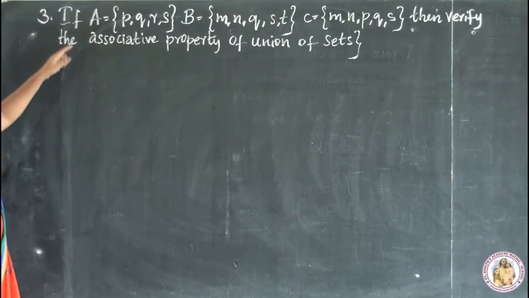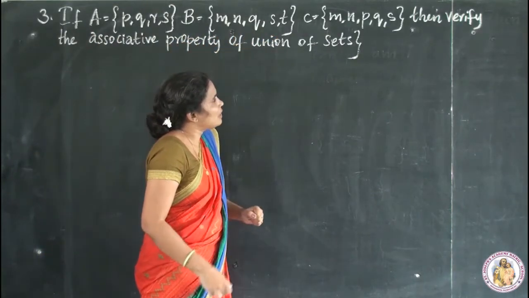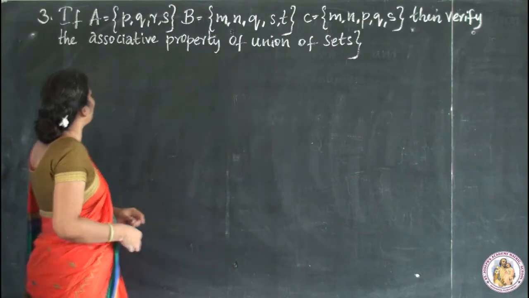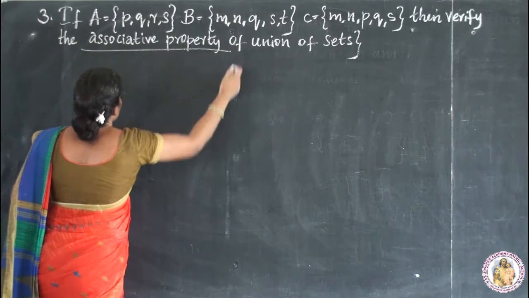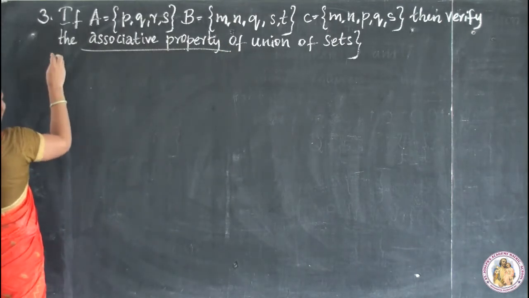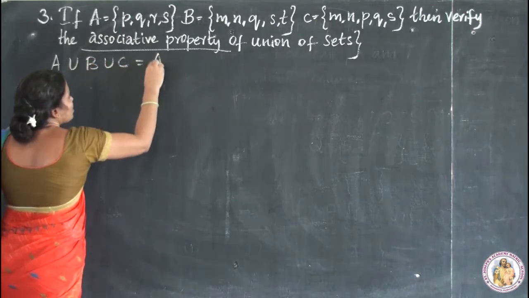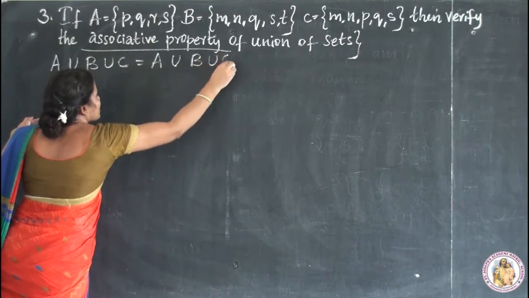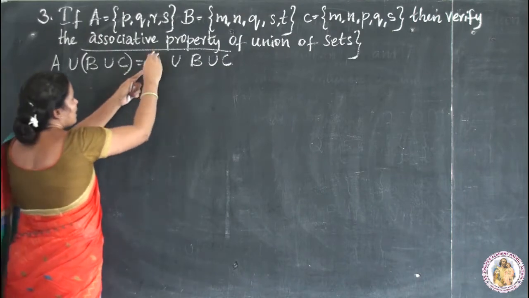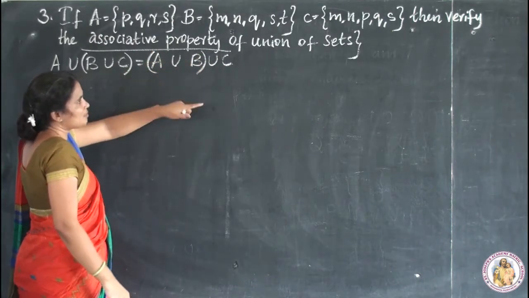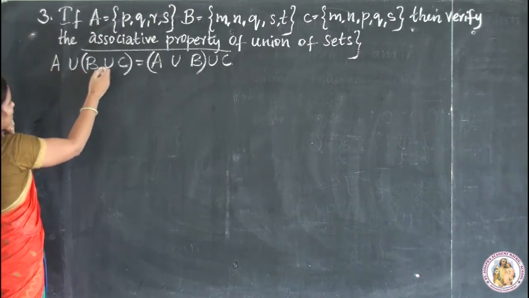Question number 3. A is equal to {P, Q, R, S}, B is equal to {M, N, Q, S, T} and C is equal to {M, N, P, Q, S}. Then verify the associative property of union of sets. What is the associative property? A union B union C, and here also A union B union C. As I told you earlier, bracket for B union C and again bracket for A union B. Very simple.